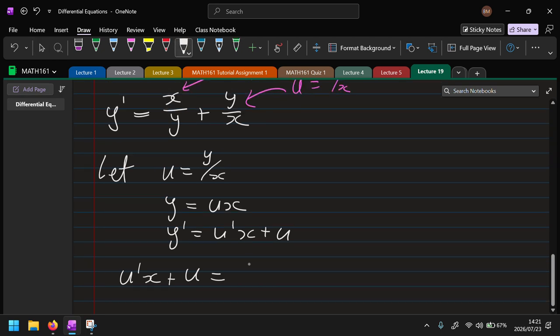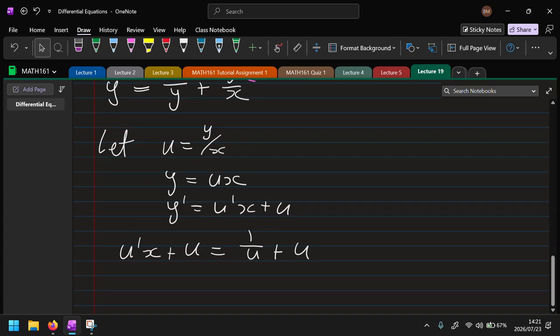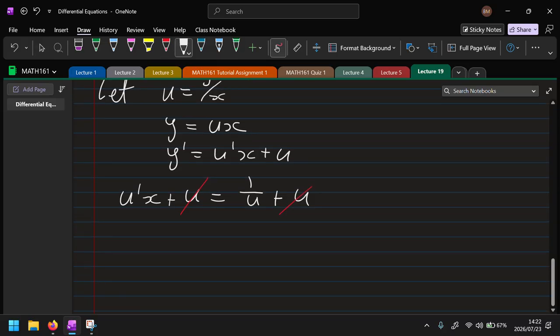On the other side, we have 1 over u plus u. So this is nice, we got plus u on both sides. We can cancel those. So we end up with u prime x is 1 over u. Now we need to solve this differential equation. With a little bit of rearranging, this one is then separable.